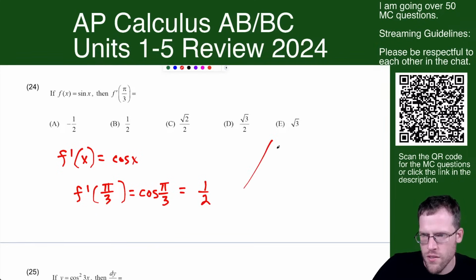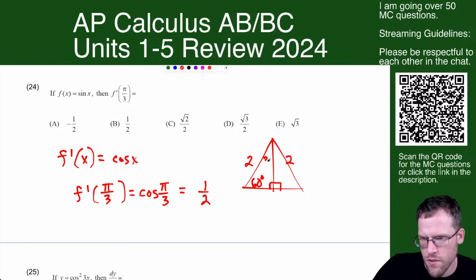If you forget this, here's a little trig lesson. If this is an equilateral triangle with side 2, let's say this is 60 degrees, 60. I drop this down, an altitude, then this is 30. It bisects the opposite side. Pythagorean theorem tells you this is square root 3. So cosine pi over 3 is cosine 60, which would be 1/2.